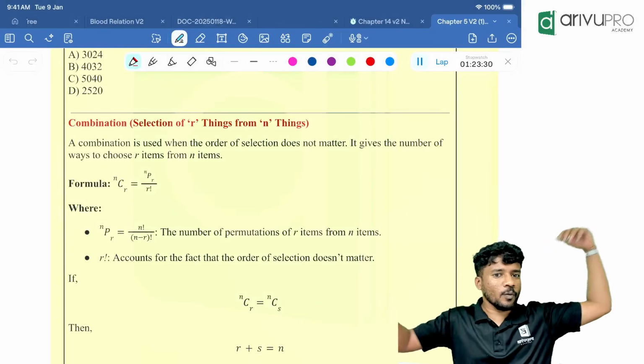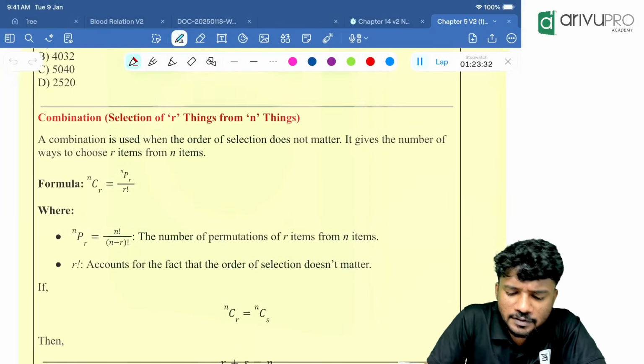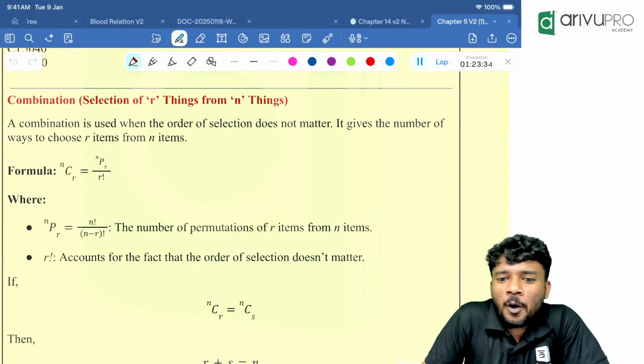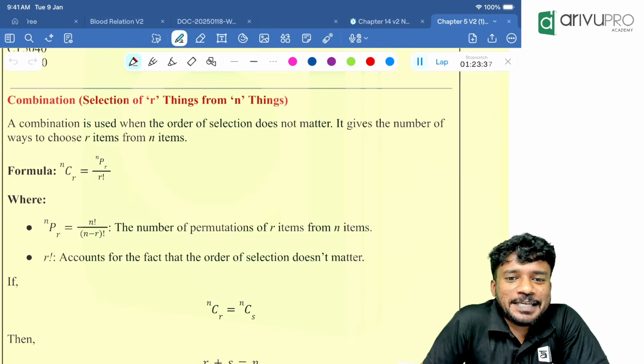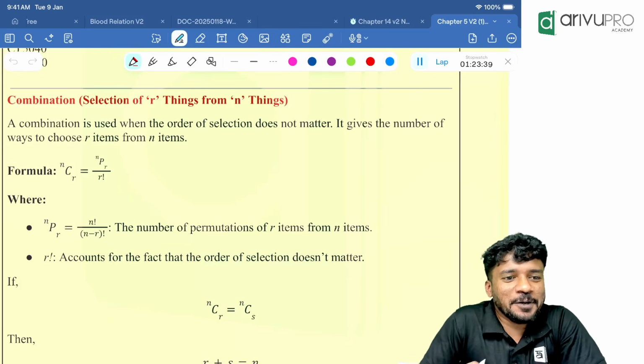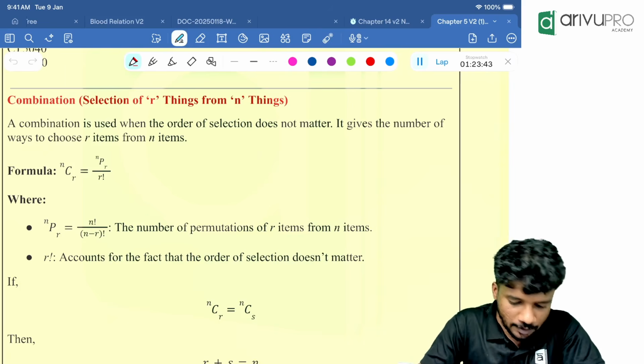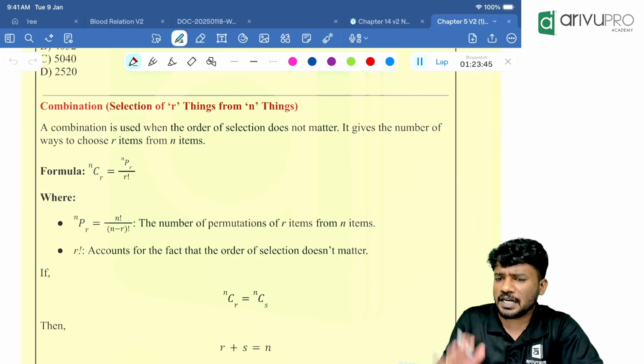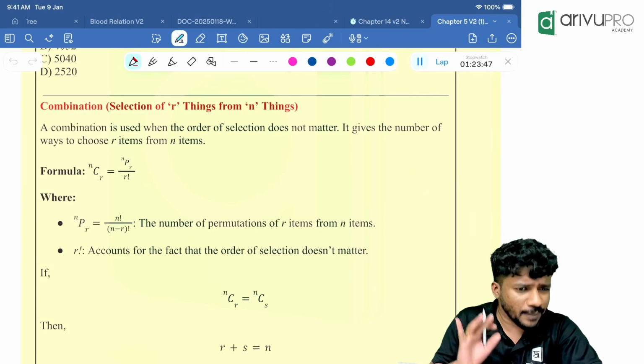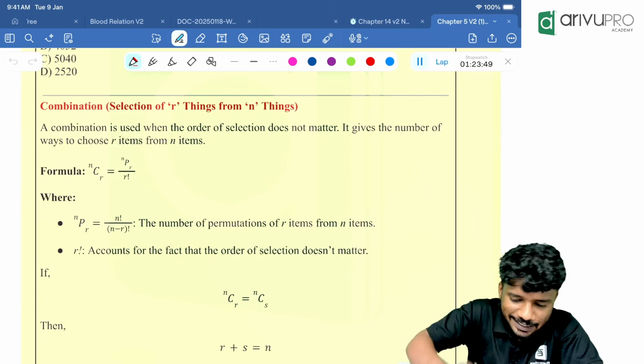Yes, people, welcome back. Today we are going to have the revision of the combination topic. It's a very quick revision. I'll give you some certain questions, and based on the questions, I'll try to revise the entire topic.